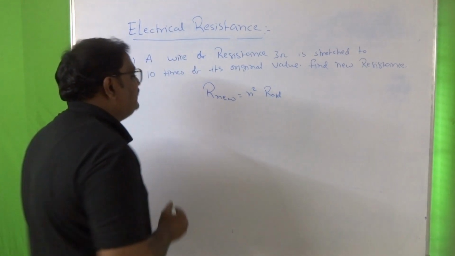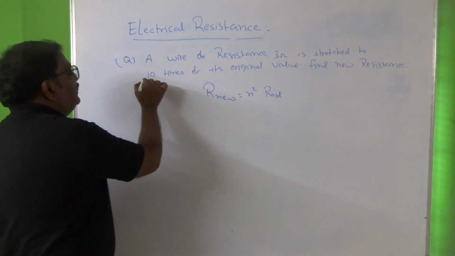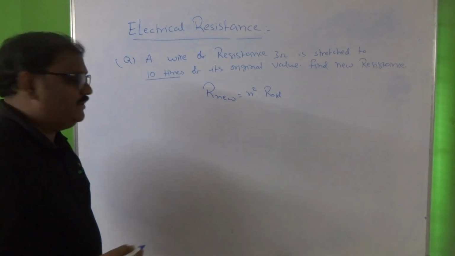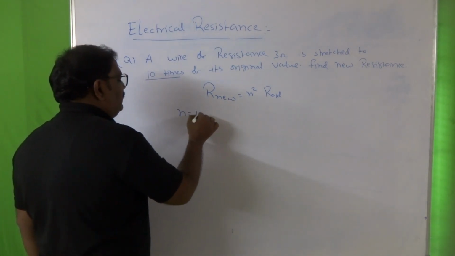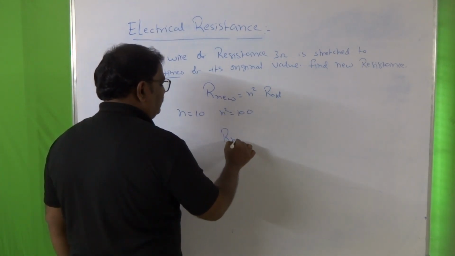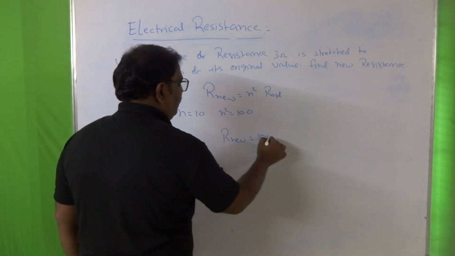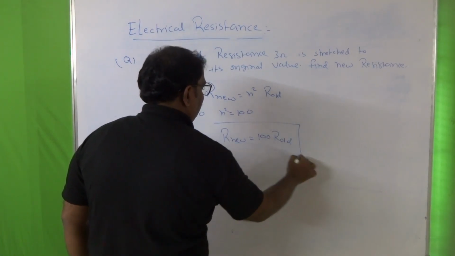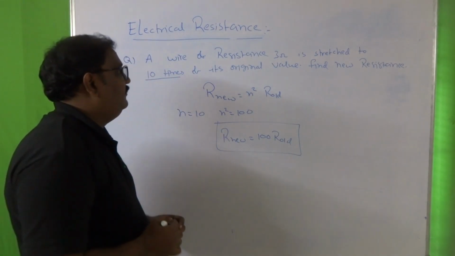So here what is the n value? The n value is 10 times stretched relative to its original length. That means here n equal to 10, therefore n square equal to 100. So directly you substitute here, R new equal to 100 into R old. So this is the answer for this type of question.